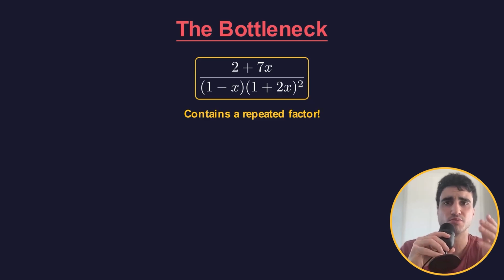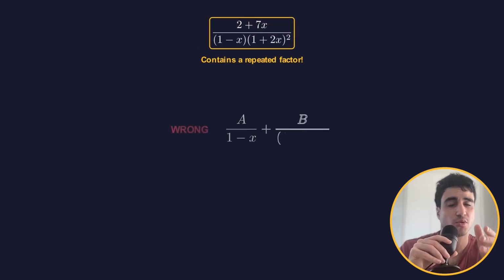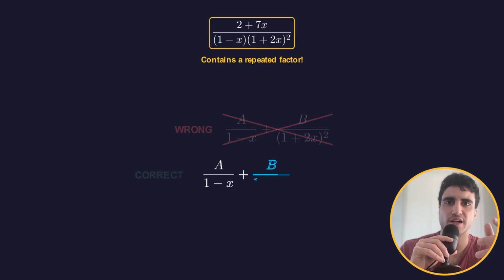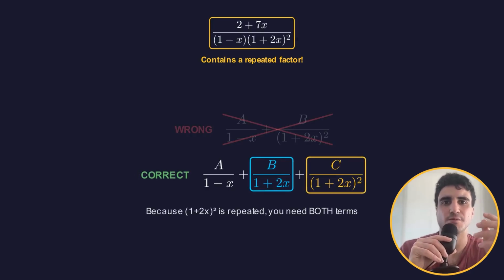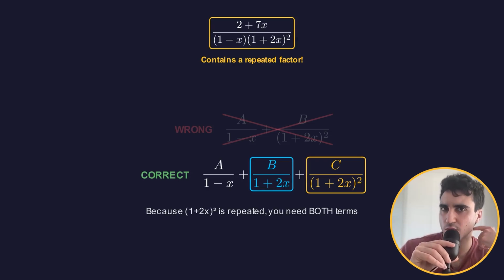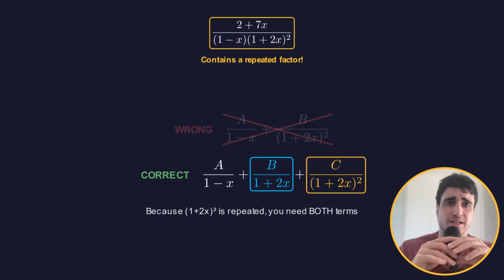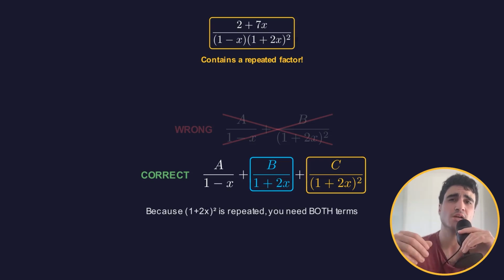So it's important to brush up on partial fractions because 1 plus 2x squared was a repeated factor, which meant we needed b over 1 plus 2x plus c over 1 plus 2x squared. And obviously the a before as well. But that's the key thing here. So the bottleneck was the partial fractions. If you didn't understand the partial fractions aspect, there might have been a bit of difficulty here.